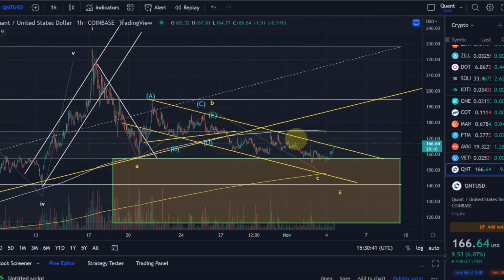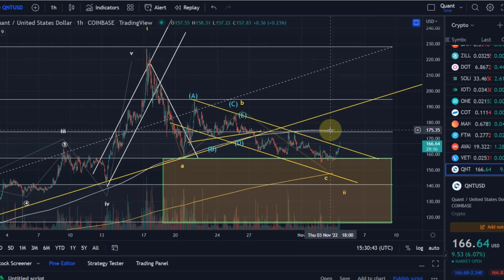Then we are still below the 20-day moving average. This is the white line here that you can see, that's actually at around $175. There will also be the next serious resistance on the way up. Then we are still below the low of the wave E, that is at $179. That would be the next key resistance.